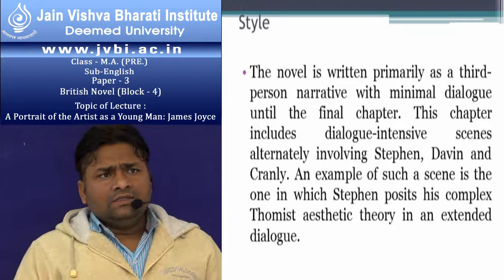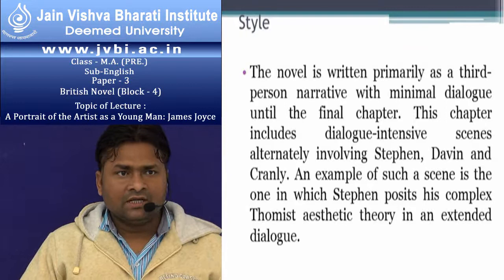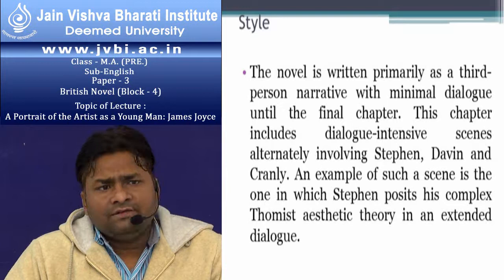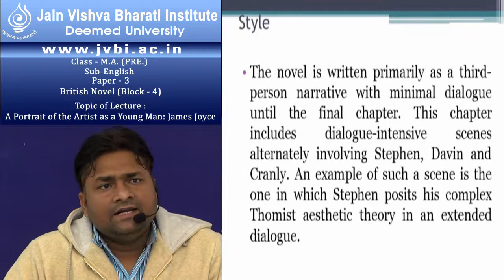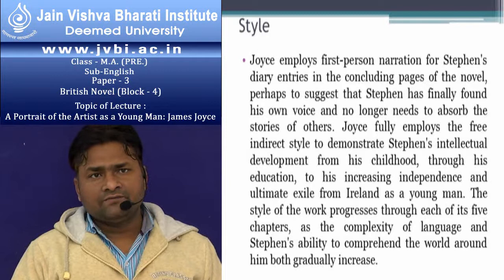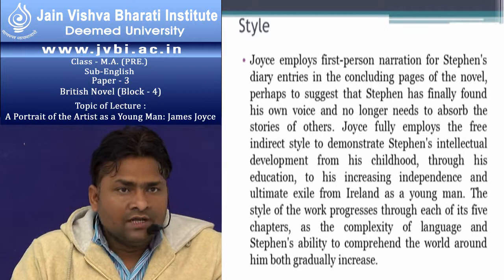The novel, as a matter of fact, is written primarily as a third-person narrative with minimal dialogue until the final chapter. There are minimal dialogues, actually. This chapter includes dialogue-intensive scenes alternatively involving Stephen, Davin, and Cranly. An example of such a scene is the one in which Stephen posits his complex Thomist aesthetic theory in an extended dialogue. So primarily it is written in the third person narrative, and where actually the dialogue forms have been used. Joyce employs first person narration for Stephen's diary entries in the concluding pages of the novel, perhaps to suggest that Stephen has finally found his own voice and no longer needs to observe the stories of others.